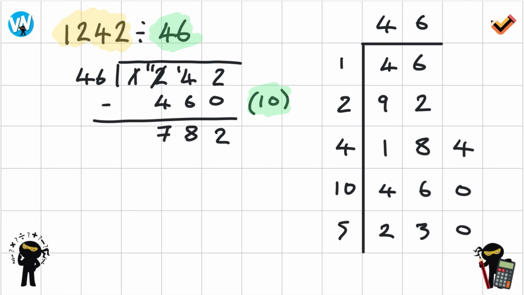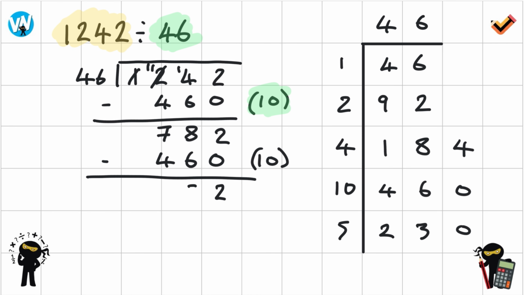So again, I can see 460, just my best option. Quite quickly, 460. Note down that that's 10 lots. 2 take away 0 is 2. 8 take away 6 is 2. 7 take away 4 is 3. So I'm left with 322.